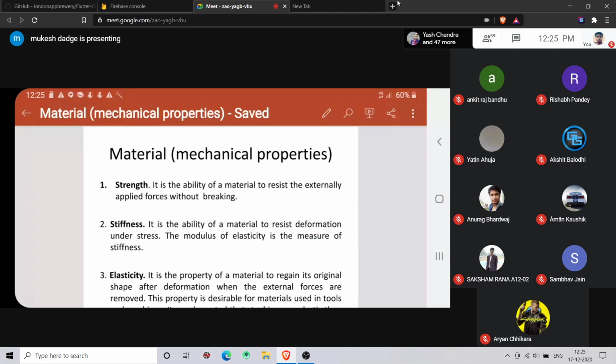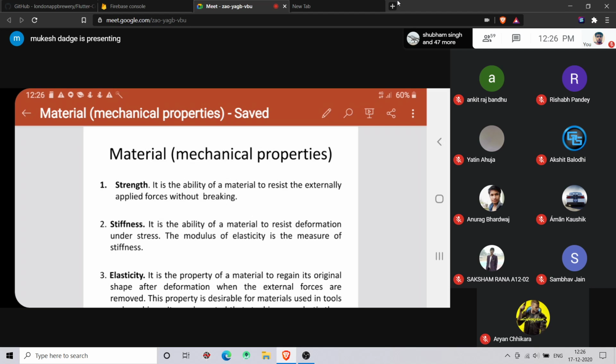It is the ability of material to resist the externally applied forces without breaking. That is its strength. In the second year or afterwards, we will see how to check these strengths. It may be yield strength, tensile strength, or compressive strength. How to check it on the machines?